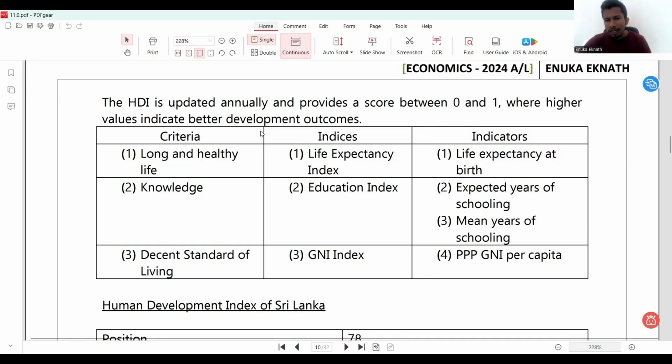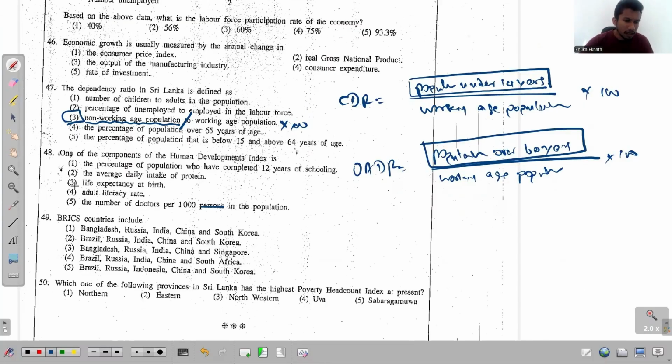Again, we have the criteria and how do we evaluate this, and these are the components. So the life expectancy at birth, expected schooling, the years of schooling, the mean years of schooling, and the purchasing power parity GNI per capita. So out of all these provided answers, we find that component here, the third one, 48, the third one. Life expectancy at birth. And ඒකම තමයි අර පළවෙනියට තිබුණේ.